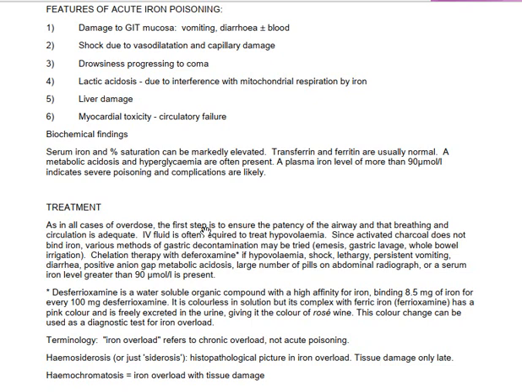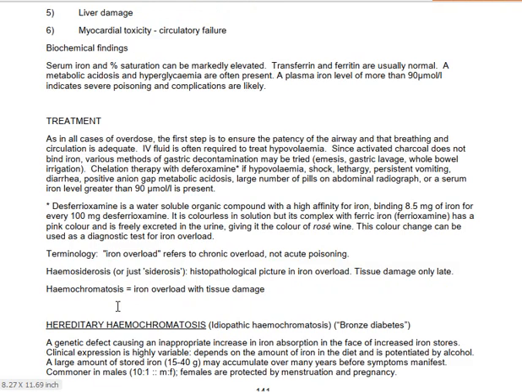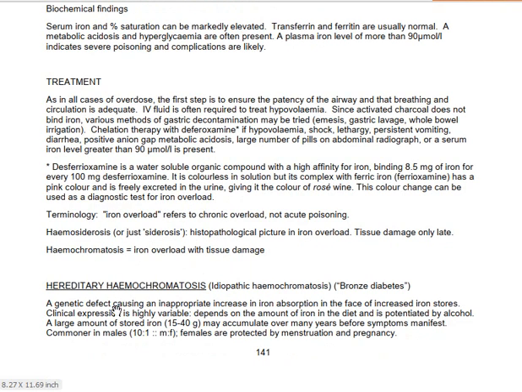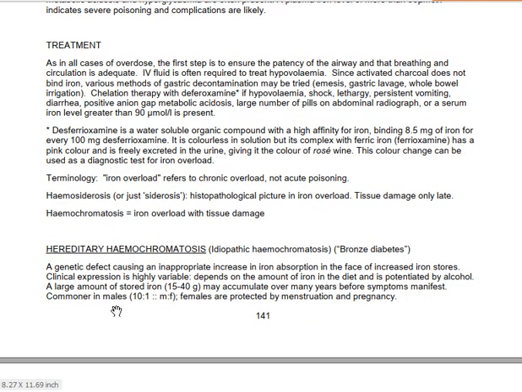Now, with iron, the major antidote is going to be deferoxamine. Deferoxamine is what is going to chelate iron at the level of the blood. Deferoxamine is a water-soluble organic compound which has a high affinity for iron and binds 8 mg of iron for every 100 mg of deferoxamine. So either way, you use deferoxamine. All of them can be very useful.